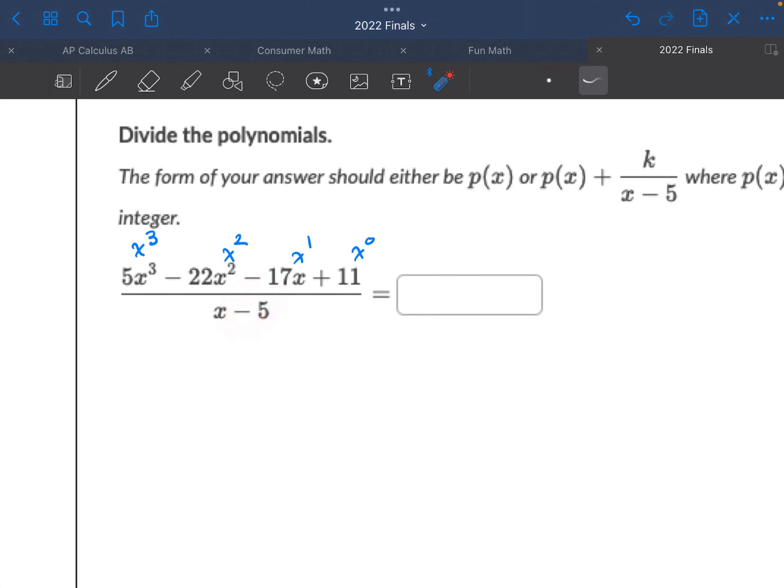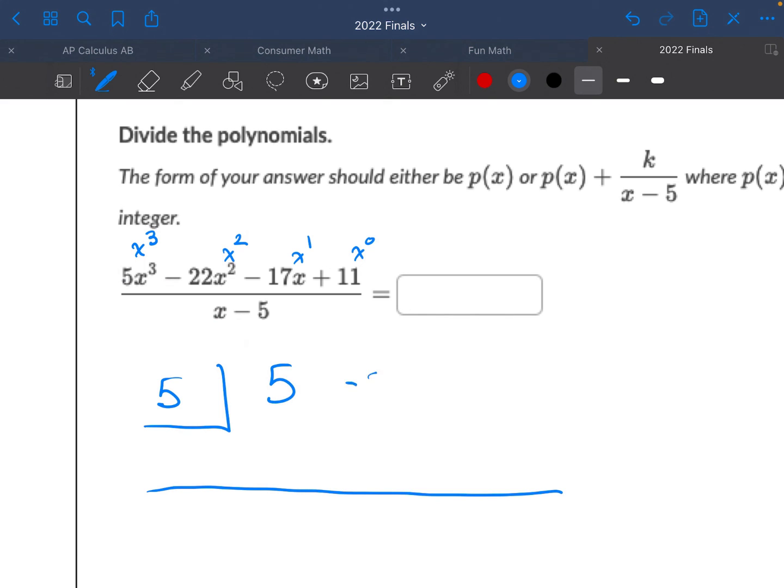We take this term, which is -5, we make it into a +5. That is going to be the thing that we pay taxes for, to cross that boundary line. So there's that boundary line. I'm going to go ahead and rewrite the coefficients. Coefficient of 5 comes first, then -22, then -17, and then +11. All right, so first step, bring the 5 directly down, and we have a 5. We pay to get over this line.